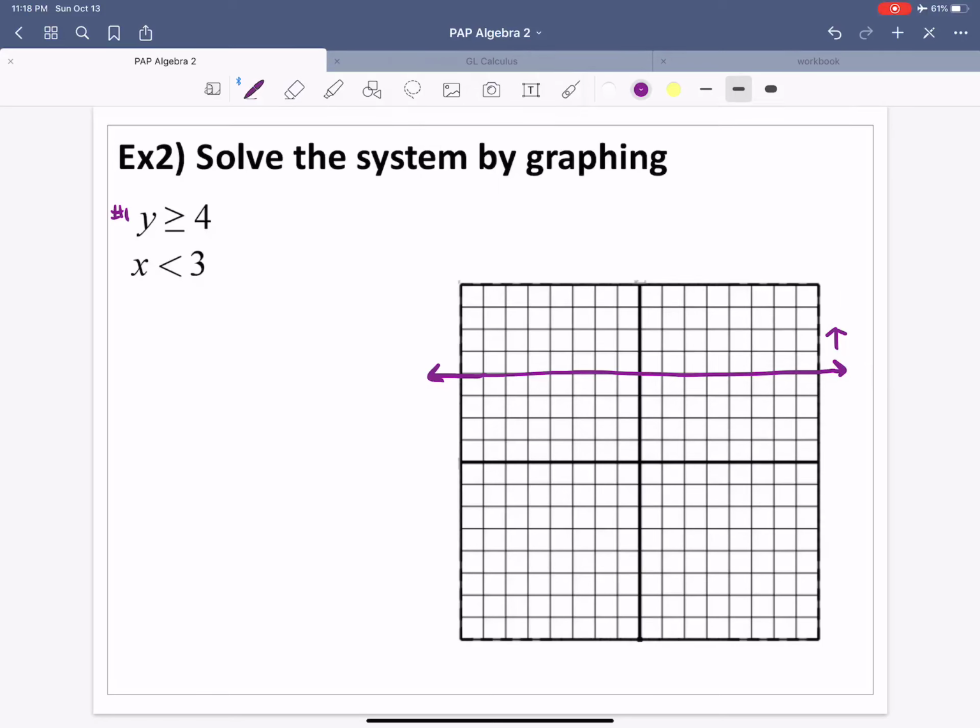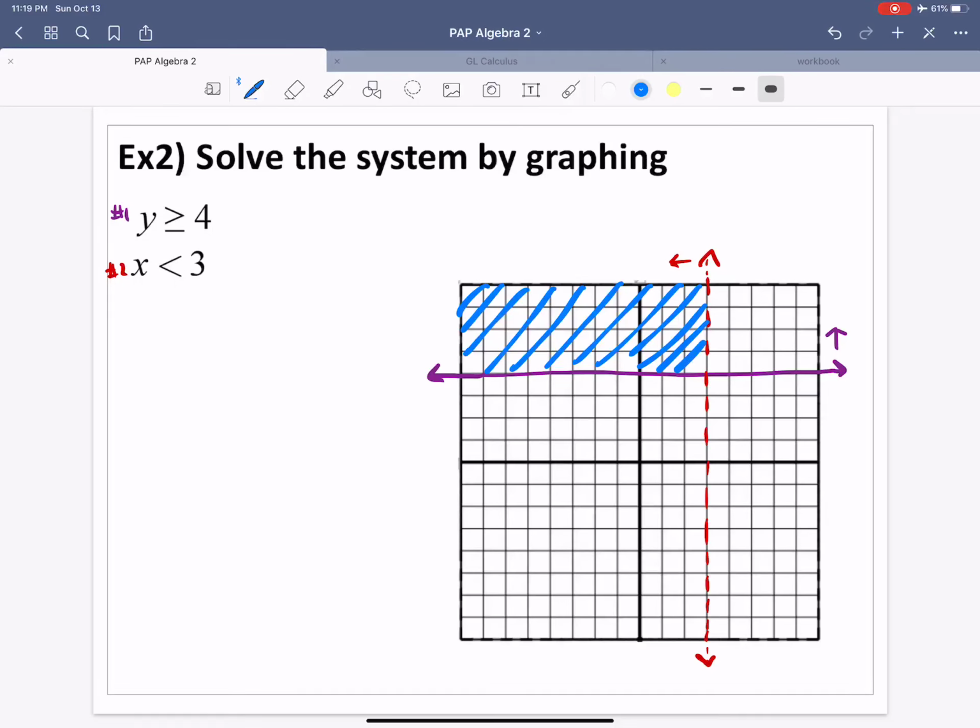Again, remember, I'm not going to do any shading yet because I'm looking for the overlapping shaded region here. So let's do x is less than 3. I come over to x equals 3, and I'm going to draw a dashed vertical line at x equals 3. Okay, x equals 3 is a vertical line, and it's dashed because it's not or equal to. So if I want everything less than 3, that's going to be everything to the left of that line. So there you go. Now you can see that your overlapping shaded region here is going to be this little rectangle at the very top.